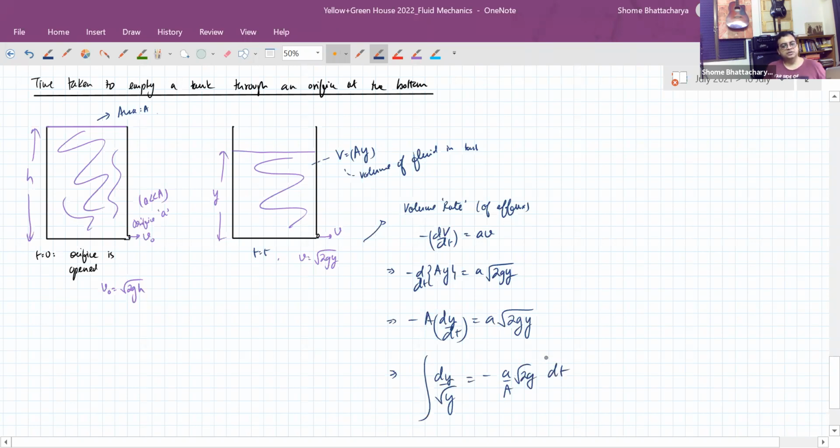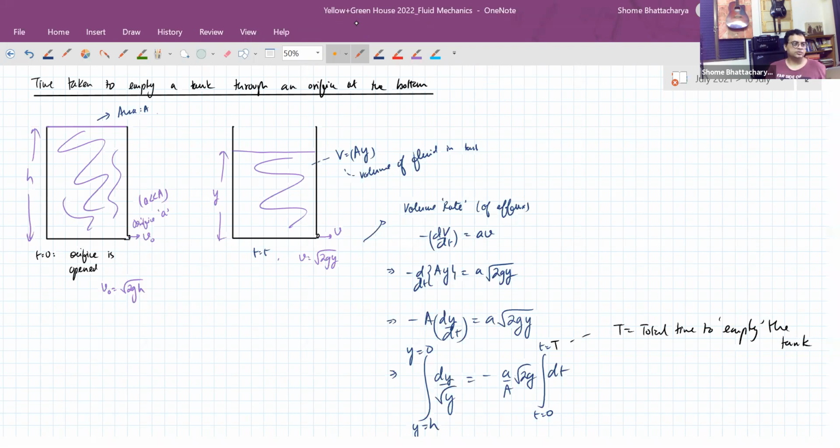So separating the variables, we can integrate it like this. At t equal to 0, the value of y was h. At t equal to T, the value of y suppose becomes 0. So this will tell me the total time to empty the tank. So let's say that time I'm writing as capital T. So here capital T is the total time to empty the tank. So note down this section and work out the integration. It's very simple integration. You can solve it with the limits and find out the time taken to empty the tank.